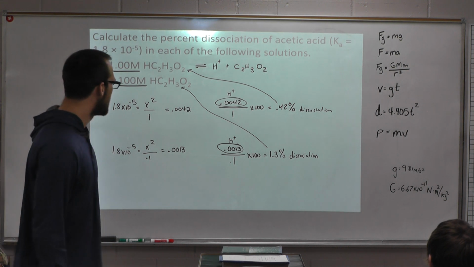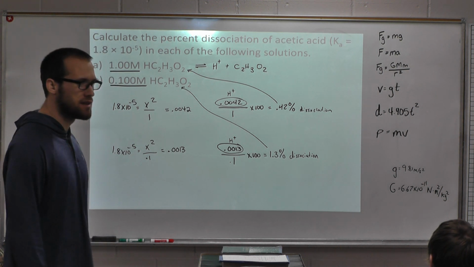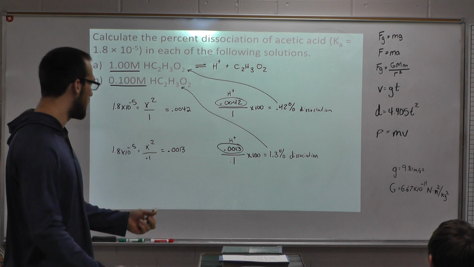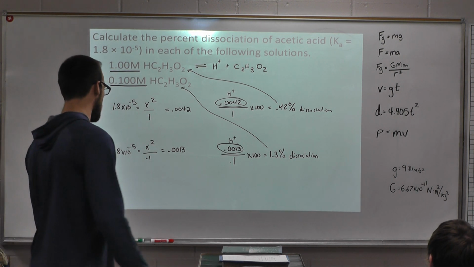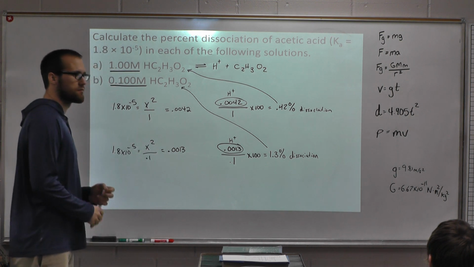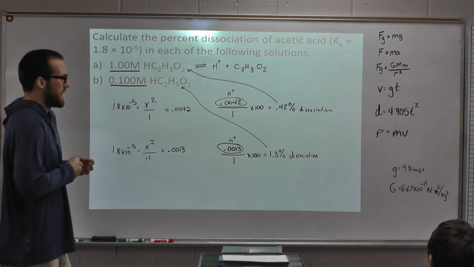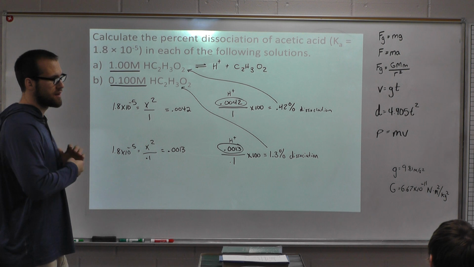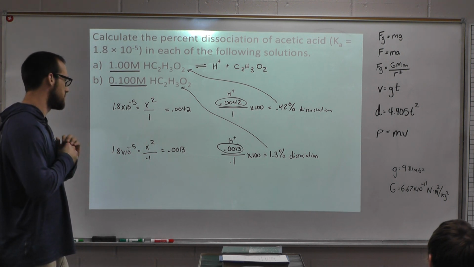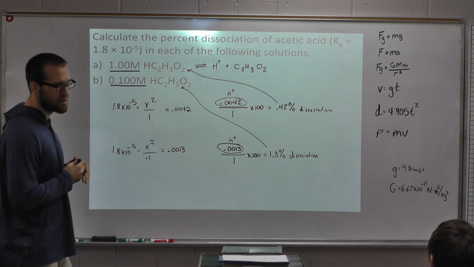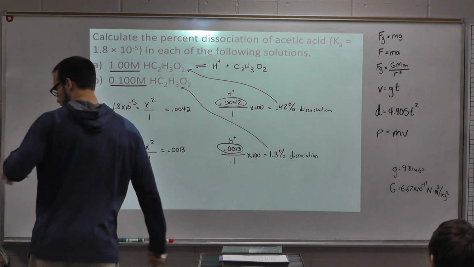No, take 0.42% of 1, it's going to give you more than 1.3% of 0.1. It's a whole 0.9% difference. 0.9173766. That's not a whole lot of difference, but from an acid standpoint, probably.